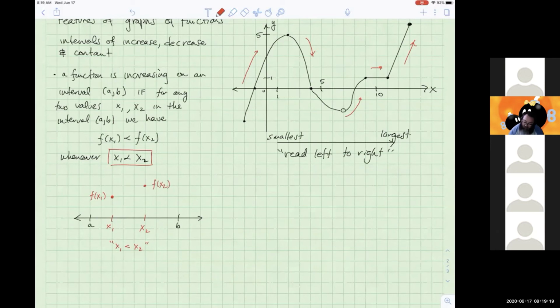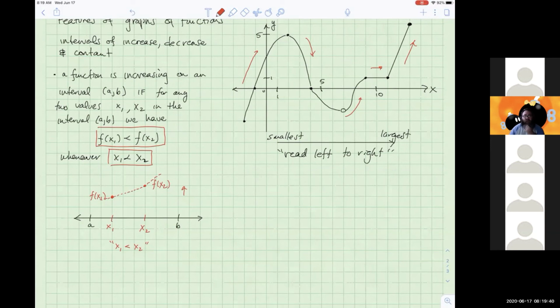That is to say, this property has to hold. For any 2 points that you choose where x1 is on the left of x2, then f of x2 has to be higher than f of x1. And if that's the case, then what you're going to get is the curve that is rising over that interval.